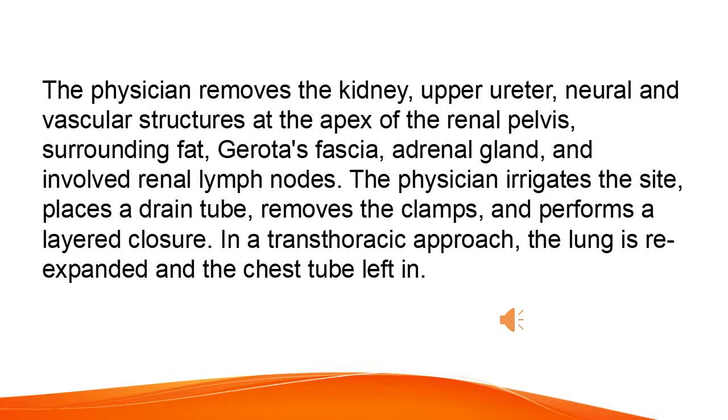The physician removes the kidney, upper ureter, neural and vascular structures at the apex of the renal pelvis, surrounding fat, Gerota's fascia, adrenal gland, and involved renal lymph nodes. The physician irrigates the site, places a drain tube, removes the clamps, and performs a layered closure. In a transthoracic approach, the lung is re-expanded and the chest tube left in.